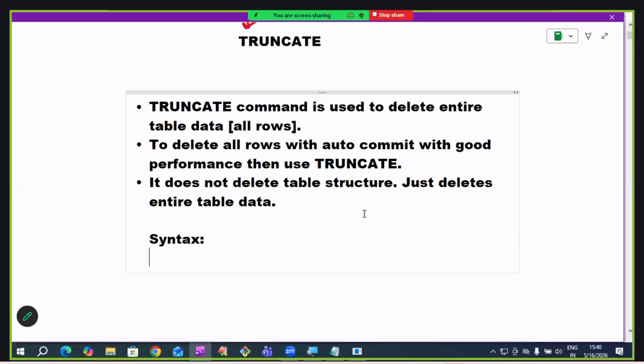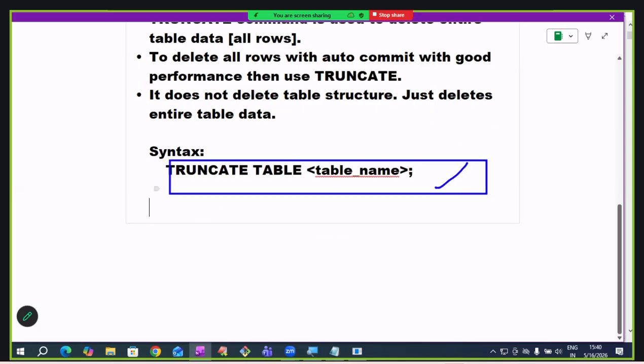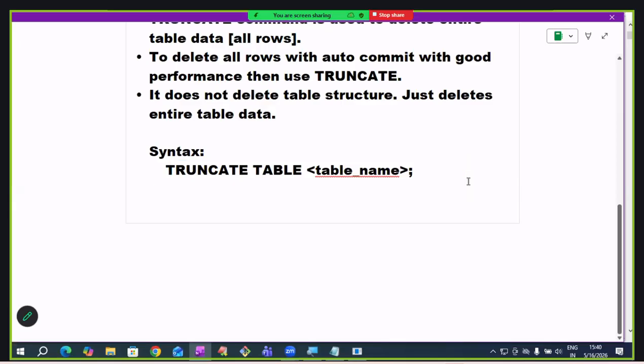Syntax is very clear. Truncate table with a table name. That's it. I already told every DDL command is auto commit. So truncate command executed means internally it is committed. All rows will be deleted with auto commit with good performance. If you want to delete all rows quickly, if you want to clear the table, go for it.